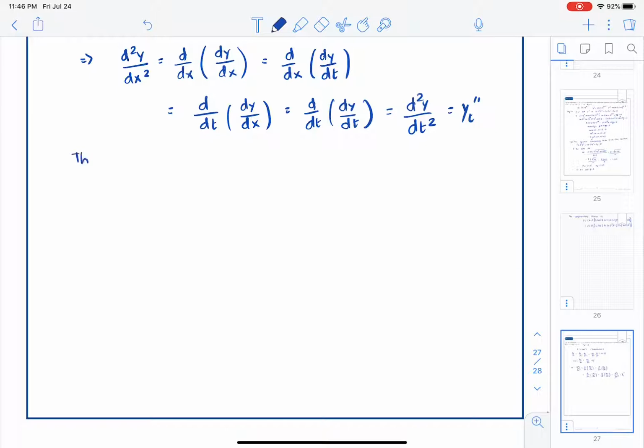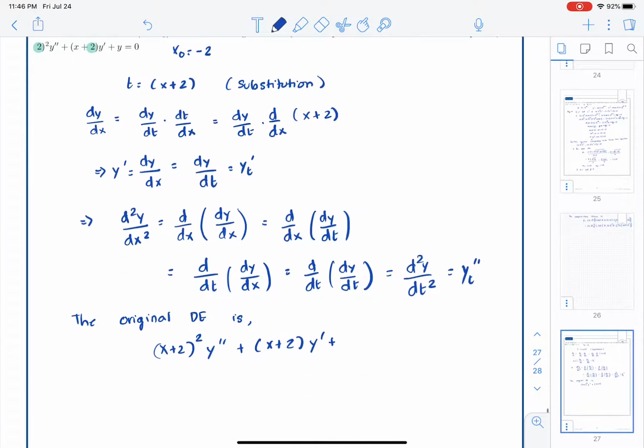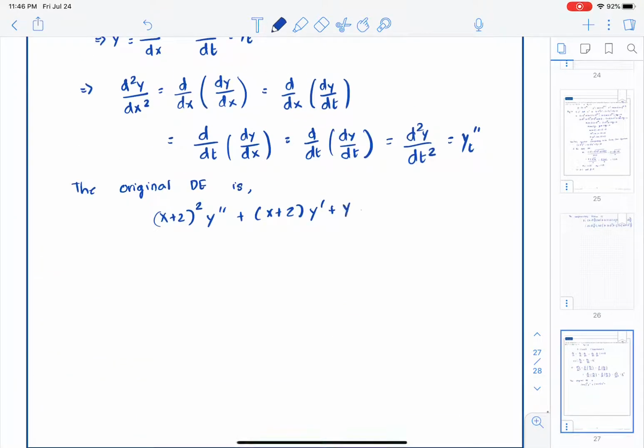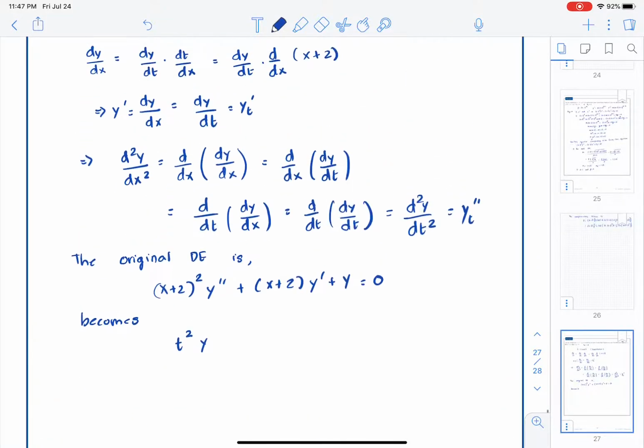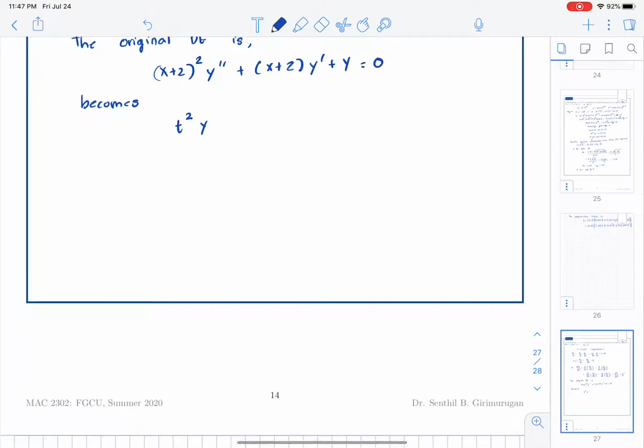So the original DE, x plus 2 squared y double prime plus x plus 2 y prime plus, I believe it's y, yes, y equals 0, becomes, doing the substitution, t squared yt double prime plus t yt prime plus y equals 0, or yt. They are one and the same in terms of substitution.